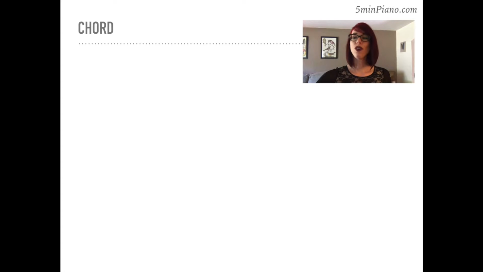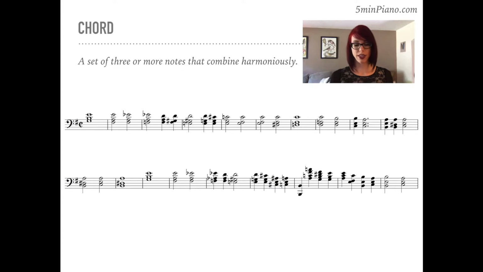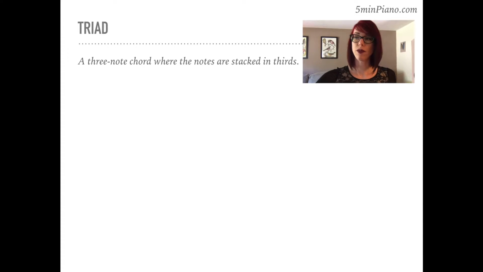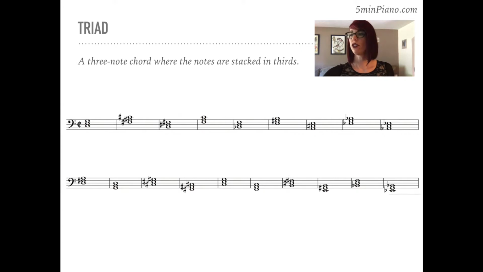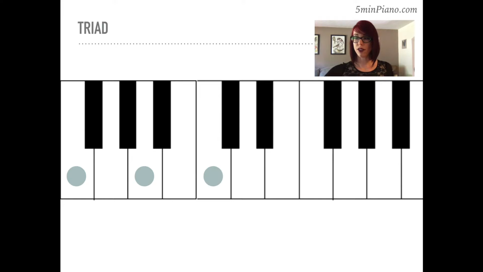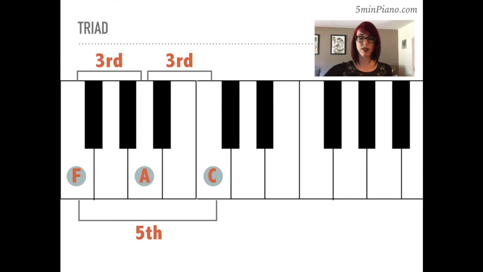Let's get to chords. A chord is a set of 3 or more notes that combine harmoniously. Those notes can be played at the same time or separately. Today we'll focus on triads, which is a special type of chord, a 3-note chord where the notes are stacked in thirds. To form a triad on the keyboard, start with a third. In this case, we'll take F to A, stack another third on top of the A, which is a C in this case, and you've got an F triad. Notice that the outer notes form the interval of a fifth.